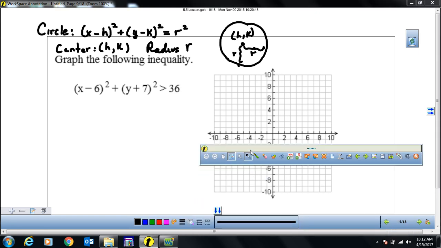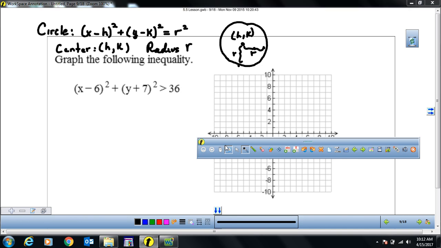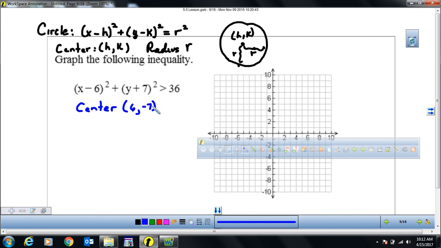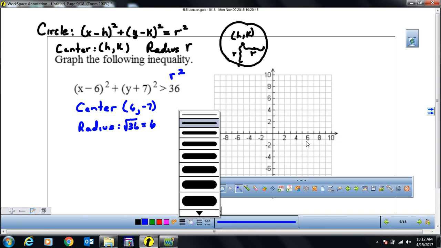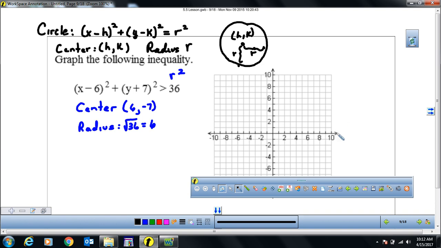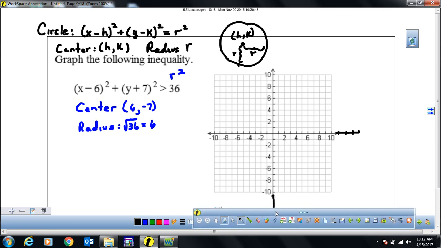Okay, so to graph this circle, first of all, let's determine what the center and the radius is. So on this circle, the center is going to be the opposite of those two values, which is going to be positive 6 and negative 7, the opposite of these two. And the radius, now you see that according to the equation, this number is the radius squared. So if I want to get the radius, all I need to do is get the square root of that number. So the square root of 36 is going to be 6. So I'm going to be extending this graph a little bit more because we're going to need a couple more lines, like about 3 lines down and 3 lines to the right.